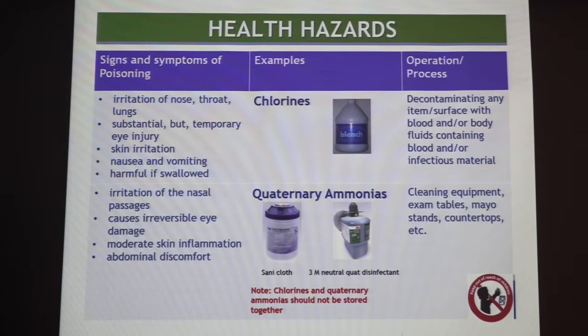So our quaternary ammonias can cause irritation of the nasal passages, can cause irreversible eye damage, moderate skin inflammation, and abdominal discomfort if you drink it.